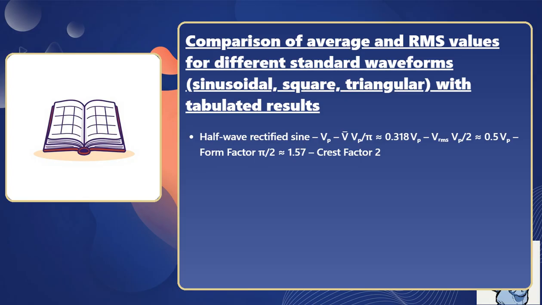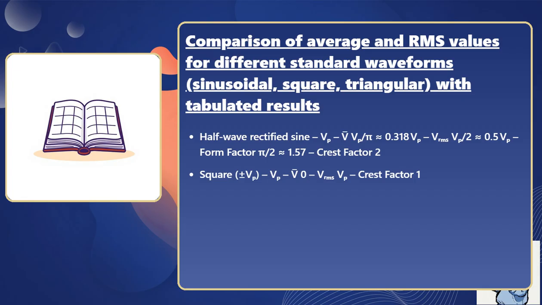Half-wave rectified sine, V sub P reference. Average voltage is V sub P divided by pi, approximately 0.318 V sub P. RMS voltage is V sub P divided by 2, which is 0.5 V sub P. Form factor is pi over 2, approximately 1.57. Crest factor is 2.